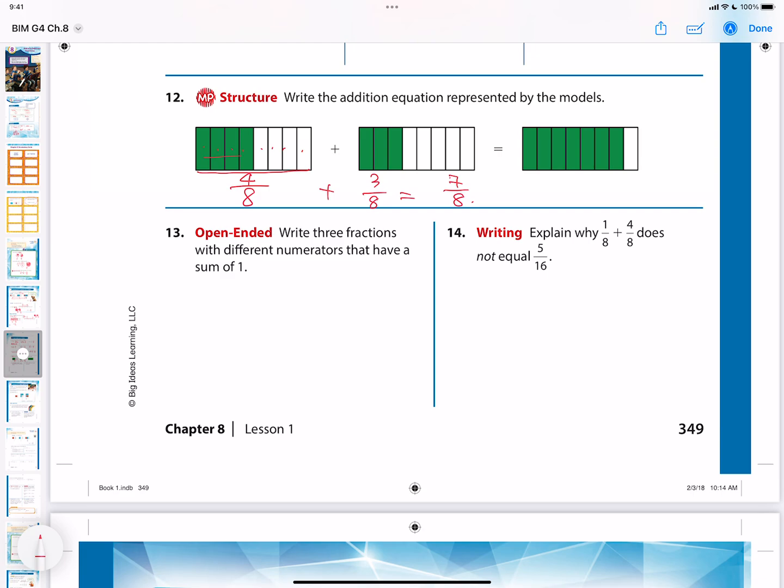Now number 13, write 3 fractions with different numerators that have a sum of 1 whole. Okay, so we need to use 3 fractions and different numerators. That means what? We can have the same denominators, so I'm going to use different numerators. That means it cannot be 1 over 3, 1 over 3, 1 over 3, okay?